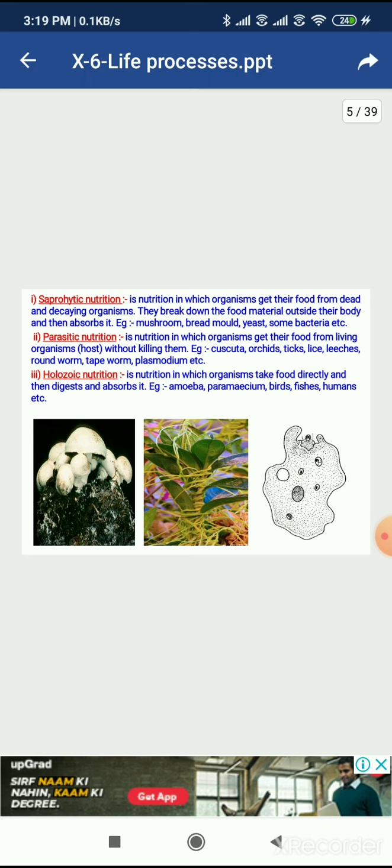Holozoic nutrition. Holozoic nutrition is a nutrition in which organisms take food directly and then digest and absorb it. Children, what we eat, even human beings, the food we eat is very complex in nature and it is not directly absorbed by our body. So our body has to digest it or break it down into simpler molecules, and then only it is absorbed by our body. So this kind of nutrition is known as holozoic nutrition. For example, amoeba, paramecium, birds, fishes, and human beings.